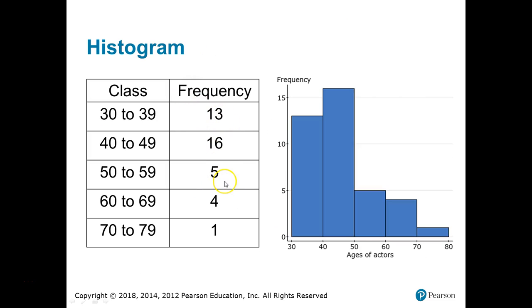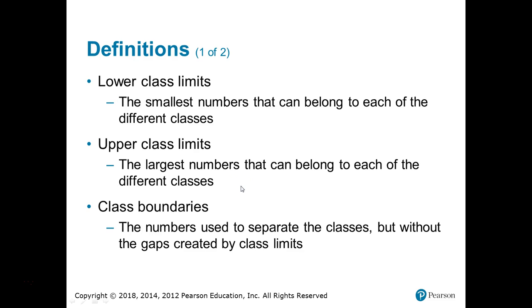And then so on. I think you can kind of see how I fill this out. And then you plot it. So this is your 30 to 40 range, and then it goes up to 13. 40 to 49 will go all the way up to 16, and then so on.